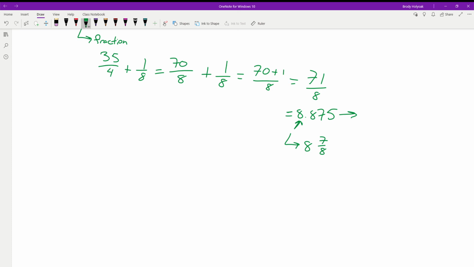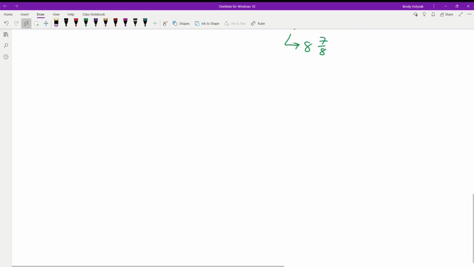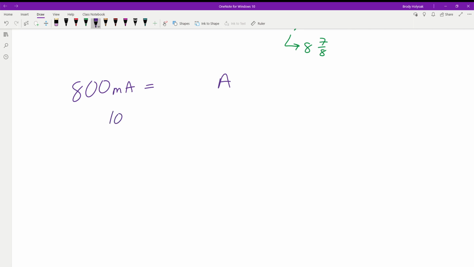So one of the next things we're going to do is go into a little bit more of conversions back and forth between different engineering notation values. So if I have the value 800 milliamps, I want to know what it is in amps. Okay, so to start with, milli is what? After the decimal, so 10 to the negative third. And amps is 10 to the 0.